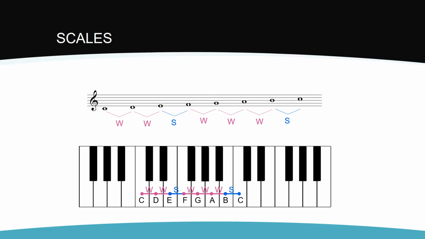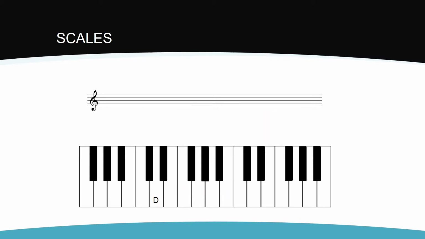We can use the pattern of whole tone, whole tone, semitone, whole tone, whole tone, whole tone, semitone to create a major scale beginning on any pitch. Let's start on D this time. Notice that the D major scale uses both white and black keys on the piano. That means that we will have to use some accidentals when we write the scale on the staff.